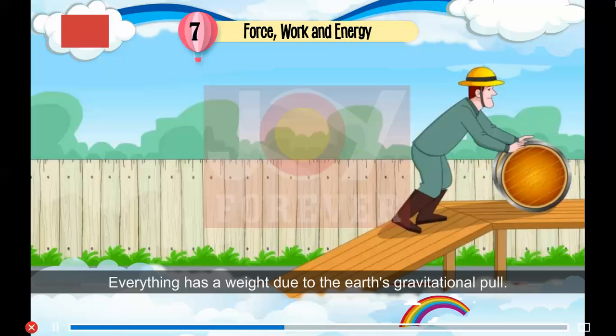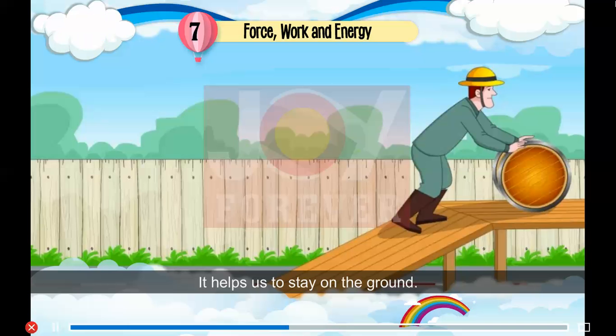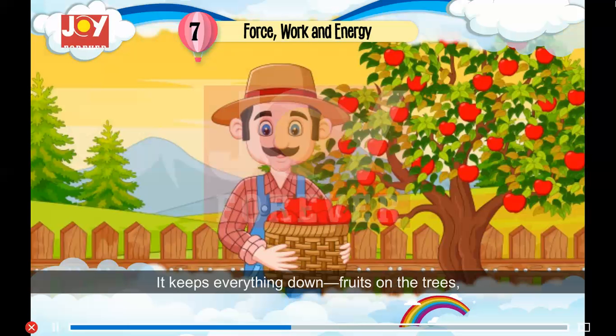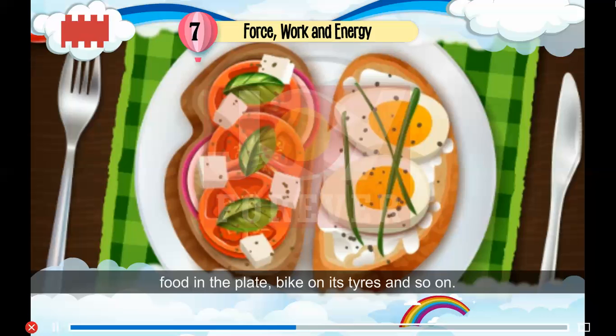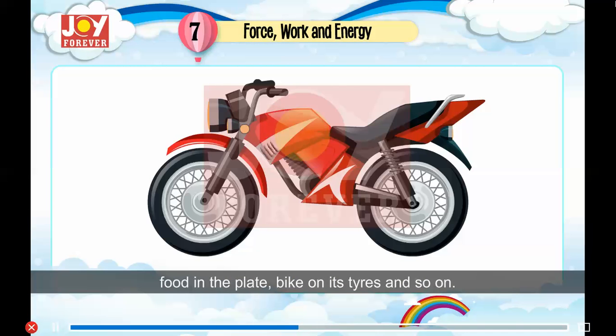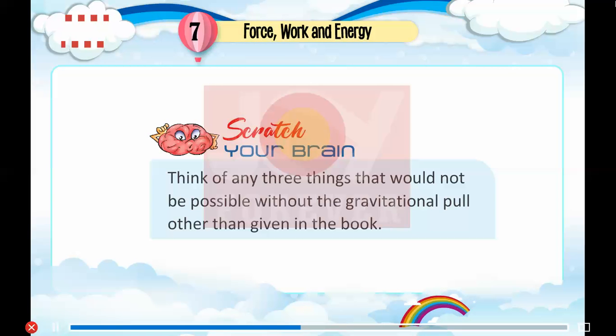Everything has a weight due to the Earth's gravitational pull. It helps us to stay on the ground. It keeps everything down: fruits on the trees, food in the plate, bike on its tires, and so on. Scratch your brain. Think of any three things that would not be possible without the gravitational pull other than given in the book.